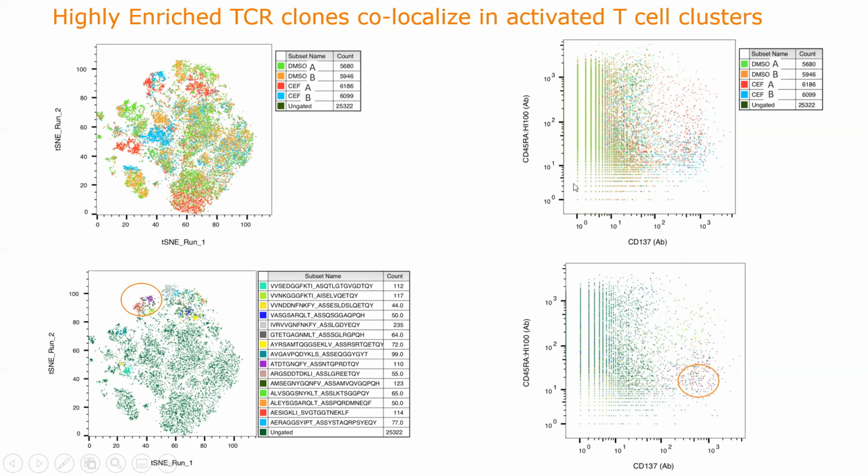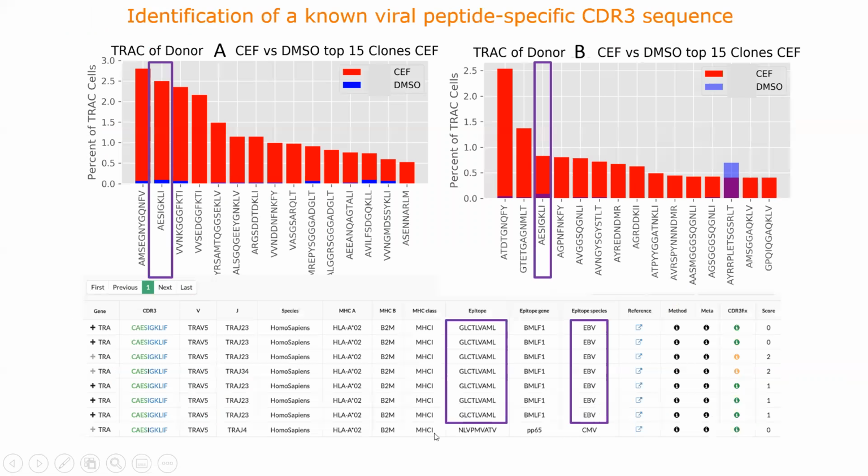We can also use scatter plot using our naive CD45RA Ab-Seq marker and our activated CD137 Ab-Seq marker to locate our activated T cells. We can overlay data from our VDJ assay onto the t-SNE plot and locate our activated clones and find clones that were enriched in our CEF pool samples.